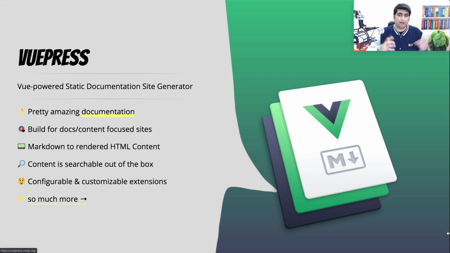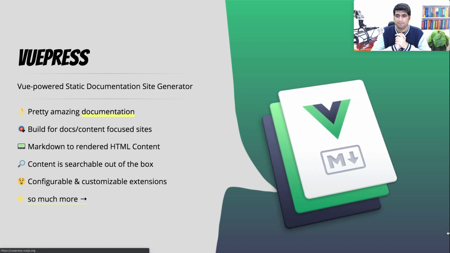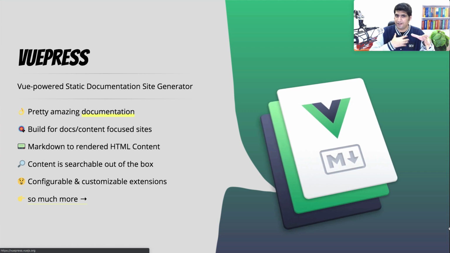I did a lot of research. I ended up with VuePress. It's a Vue-based static site documentation generator. A pretty amazing documentation it has. And just a prefix here, I'm not a Vue developer. I love React. I build things in React. And I use VuePress without ever having to use Vue at all.